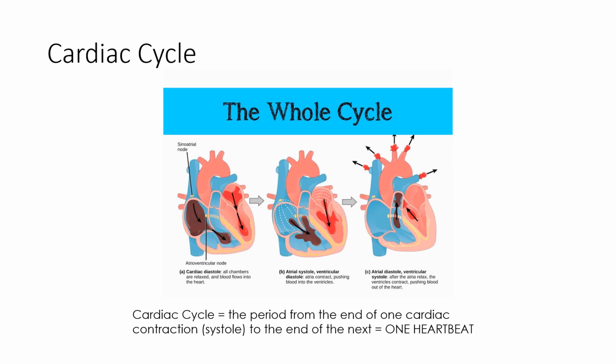At systole, this is where you have atrial systole, you have ventricular diastole. Basically, the atria are contracted and they're pushing the blood into the ventricles. The next cycle is atrial diastole and ventricular systole. At this point, the atria have relaxed and are filling back up with new blood, while the ventricles are contracting and pushing blood out of the heart. Right side is pushing it to the lungs, and the left side is pushing it systemically.